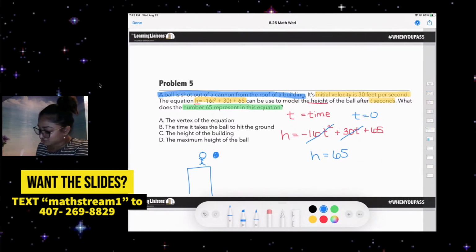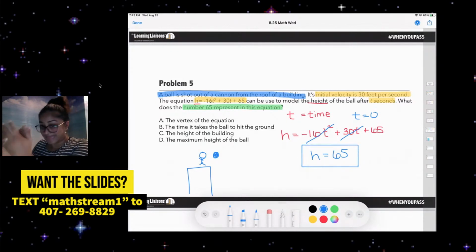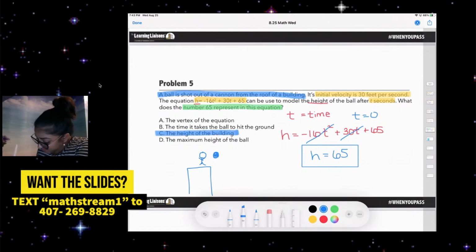But if I start at the top of the building, and at 0 time I am at the top of the building, the height of the building must be where I start. I hope you see where I'm going with this, which must be 65, because that's where I started. I started at the top of the building on the roof.